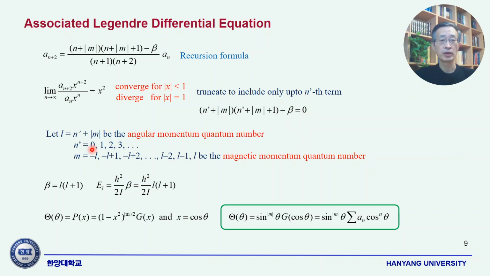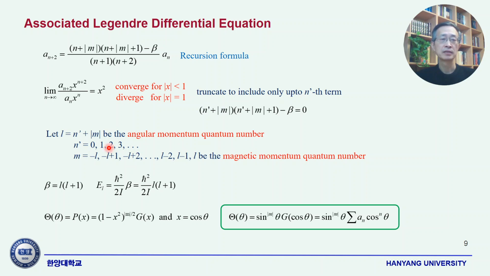Just as we did in the Hermite differential equation, truncation yields discretization of energy, or quantization. So it gives us the quantum number. We have the quantum number L, and together the quantum numbers are L, n prime, and the absolute value of m. So n prime could be 0, 1, 2, 3, any integer.